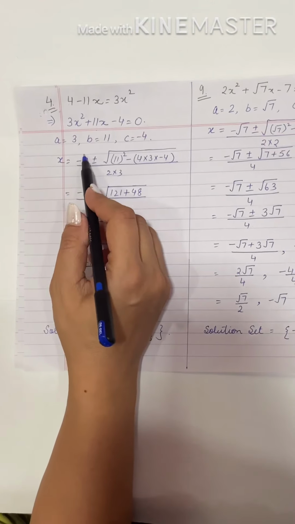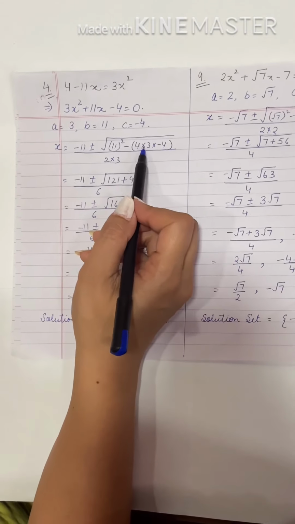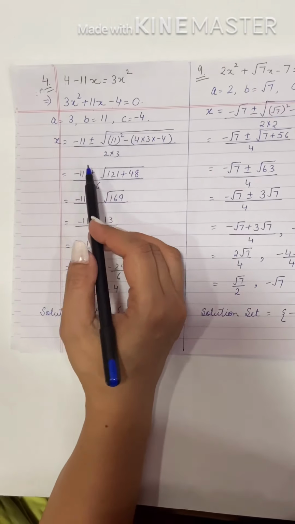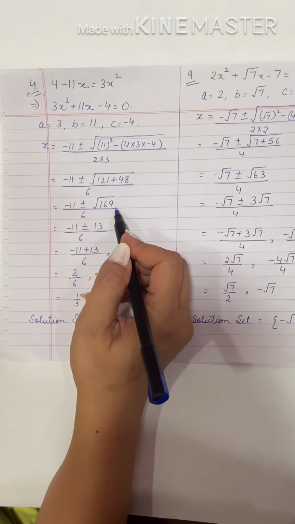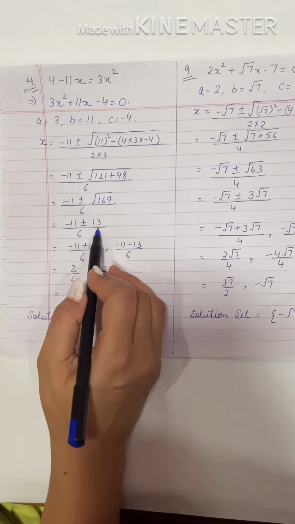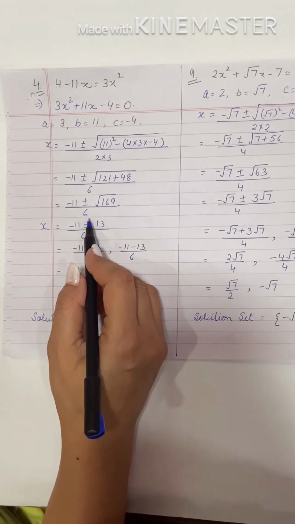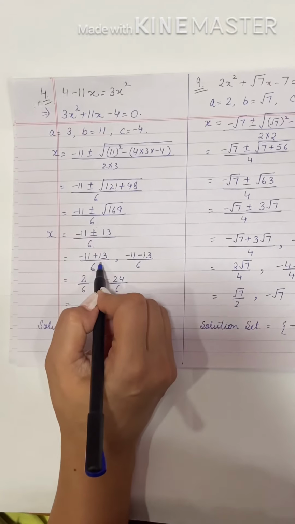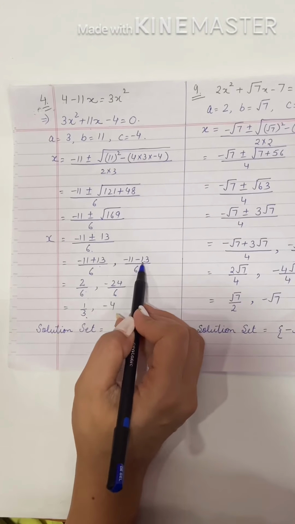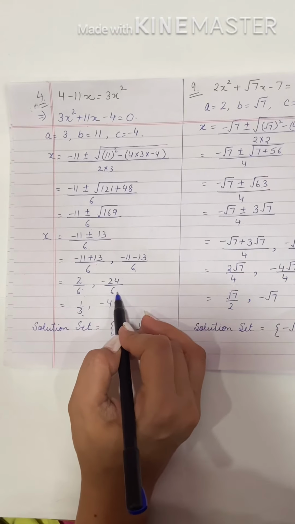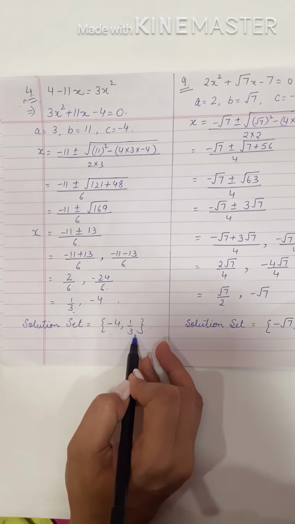x is equal to minus b, that is minus 11 plus minus square root of 11 whole square minus 4 into 3 into minus 4. Now we'll simplify it. It is minus 11 plus minus square root of 121 plus 48 upon 6. This is square root of 169 and you know it is equal to 13. So we are getting x is equal to minus 11 plus minus 13 upon 6. Once we take the positive sign, it becomes 2 by 6 which is equal to 1 by 3. And then taking minus 11 minus 13 upon 6, which is minus 24 upon 6, that is minus 4. So the solution set has minus 4 and 1 by 3.